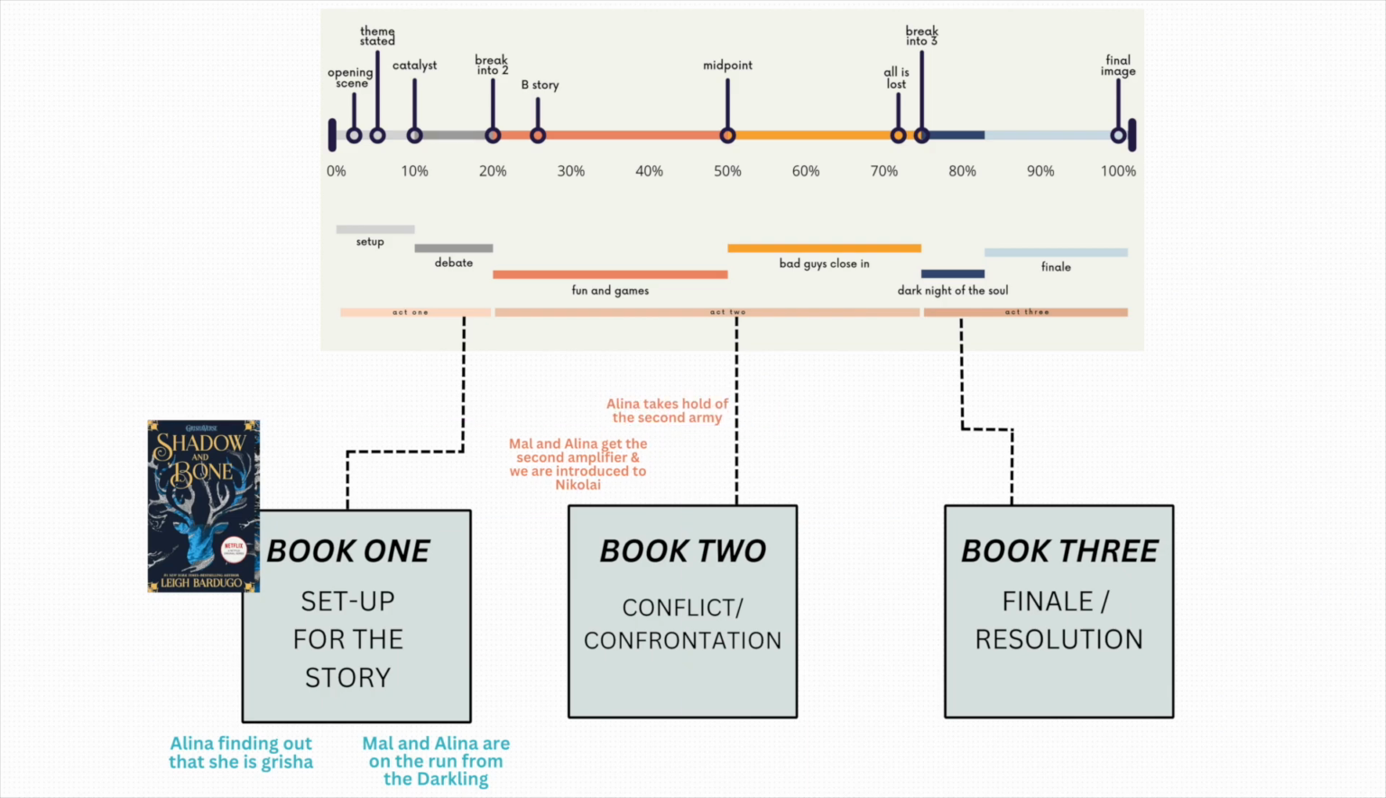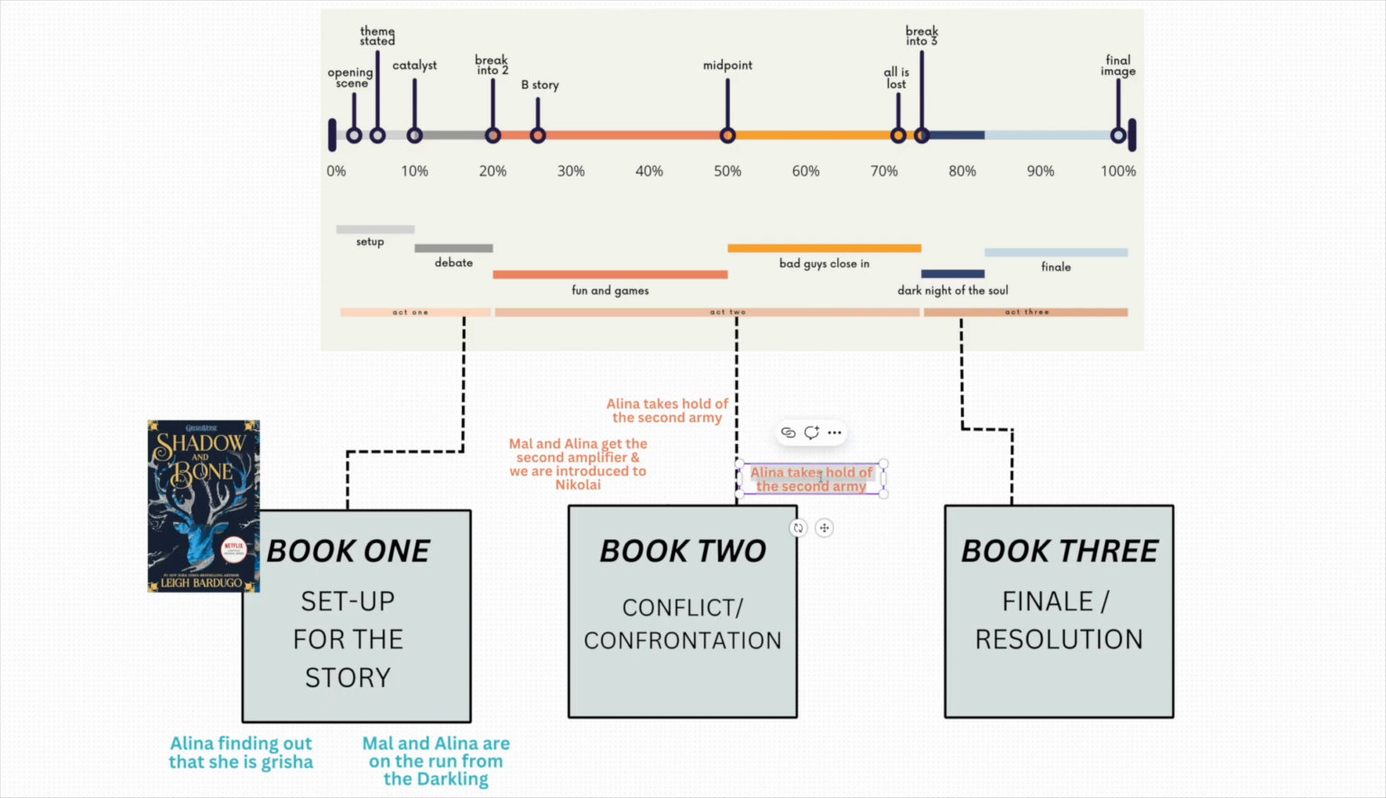This becomes the midpoint because this is usually the part where the main character really figures out what the central conflict of the whole story is, what their main goal is. And Alina knows now that she needs to take up arms as this ruler figure. And she takes hold of the Second Army, which is the Grisha army.